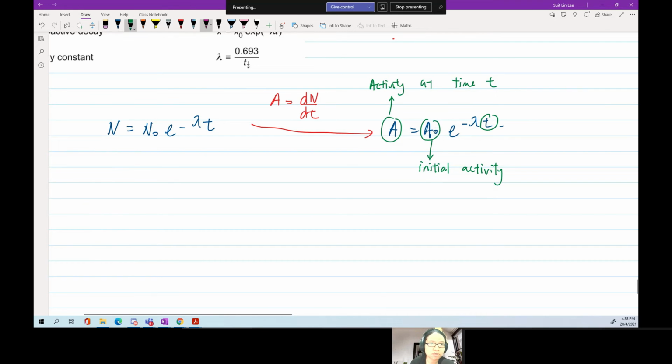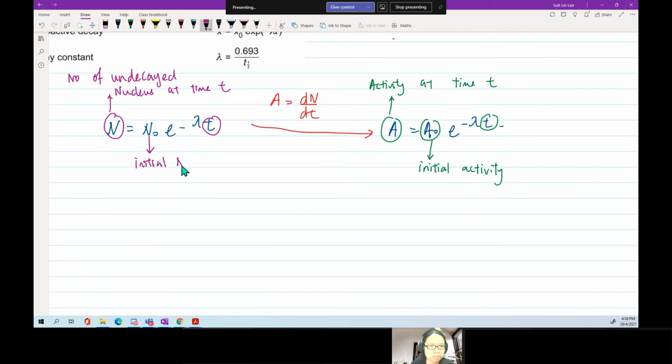N here stands for number of nuclei. So this is number of undecayed nuclei, not yet decayed, not yet had reaction yet. Number of undecayed nuclei at time t. Okay, time t is here. This N naught is the initial number of undecayed nuclei.